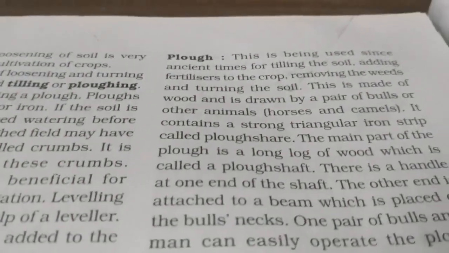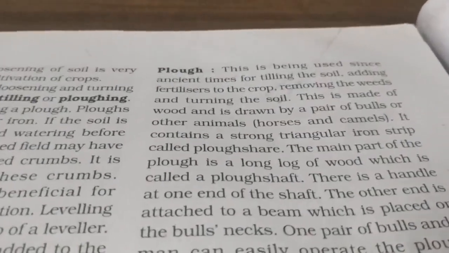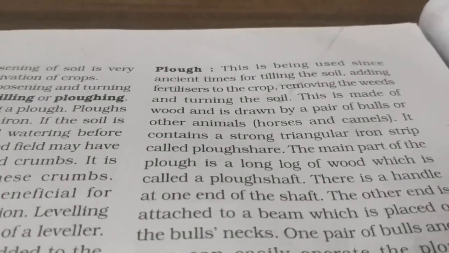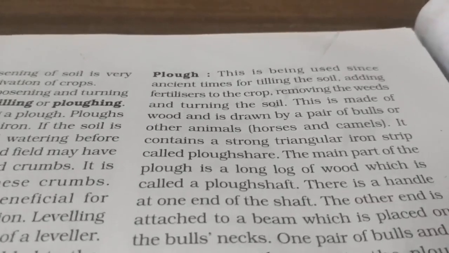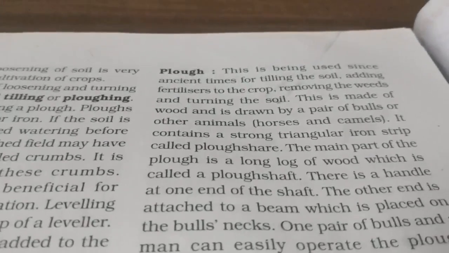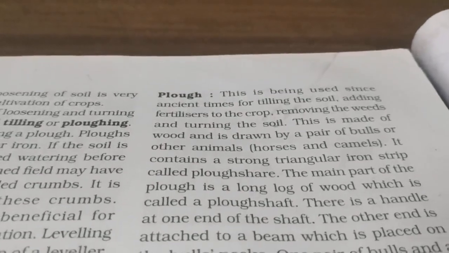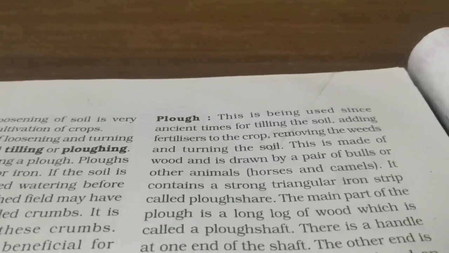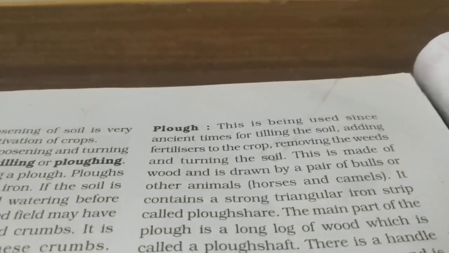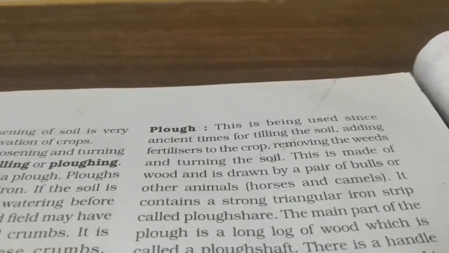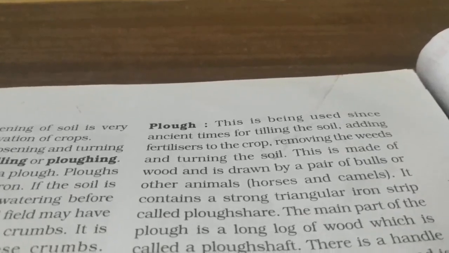First we can discuss the first tool, that is the plow. This has been used since ancient times for tilling the soil, adding fertilizers to the crops, removing the weeds and turning the soil. The plow is used for removing weeds, adding manure and fertilizers into the soil, and also turning and loosening the soil. So these are the uses of the plow. Tilling, turning the soil and adding fertilizers to the crops, you already know.